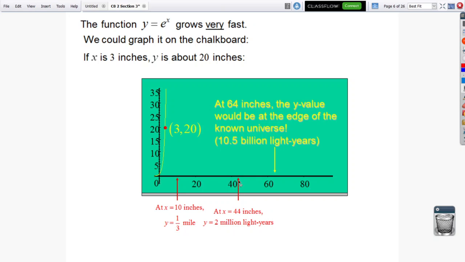At 44 inches, the function would already have gotten to the height of 2 million light years. And at 64 inches, meaning 5 feet, 4 inches on the x-axis, we would have to go to the end of the known universe to be able to graph this in the upward direction. All right? So that's what we mean by fast. It gets real big real quick.